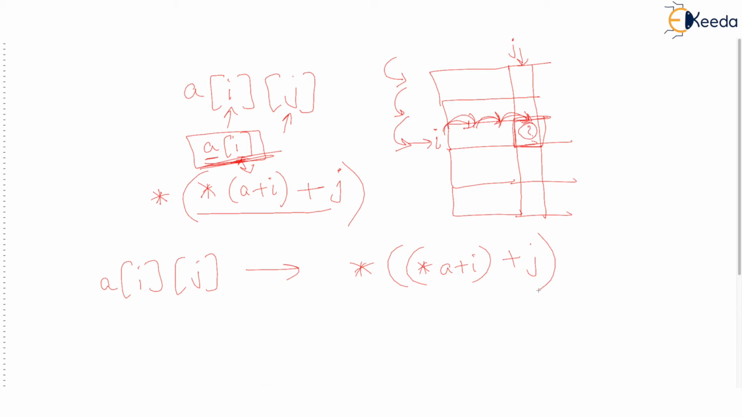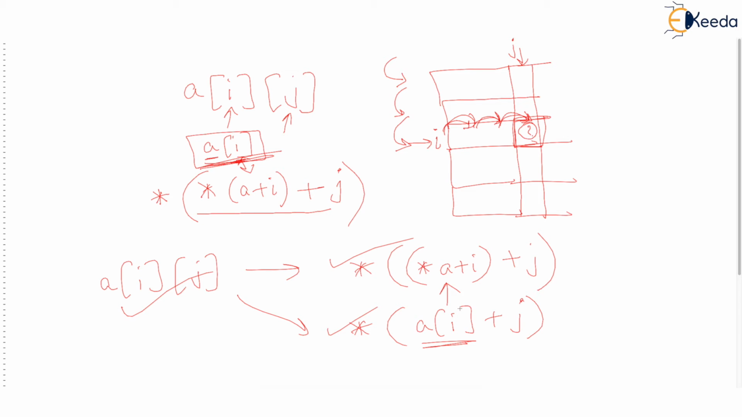Okay. But this is also equivalent to *(A[i]+j). Oh, this is an easier notation because A[i] is the same as *(A+i). So this first notation A[i][j], this second notation and third notation, all three mean the same. All three have the same significance or the same value.